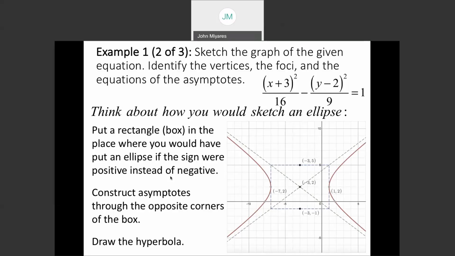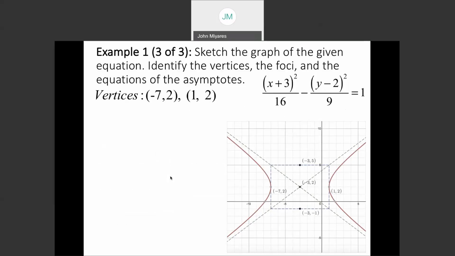Now that we have our sketch in place, we can identify all the key properties of the hyperbola. The vertices, as discussed before, will be at the points -7, 2 and 1, 2. To find the foci, we must compute a value for c.